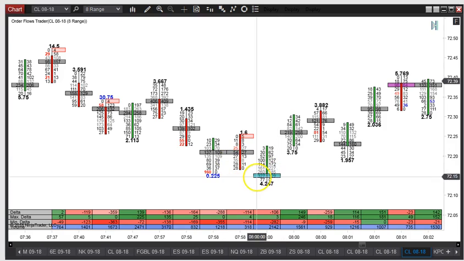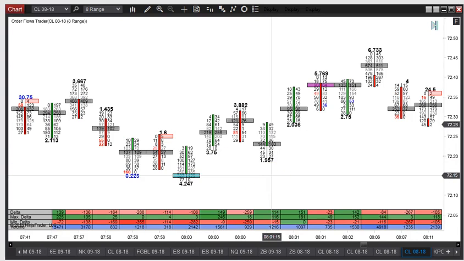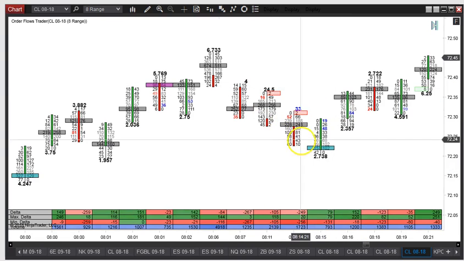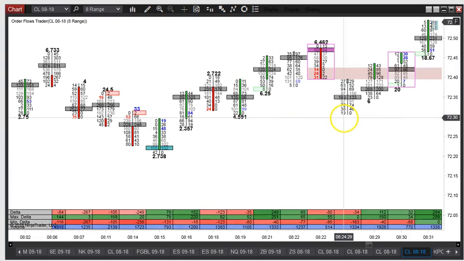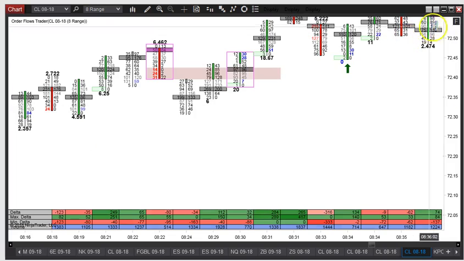Again, 8 o'clock. Prominent point of control right here. No divergence. Rallies up to an area where you got some resistance selling. Just sort of goes sideways. Again, another prominent point of control. Market rallies up to an area of prominent point of control. Market sells off a little bit.